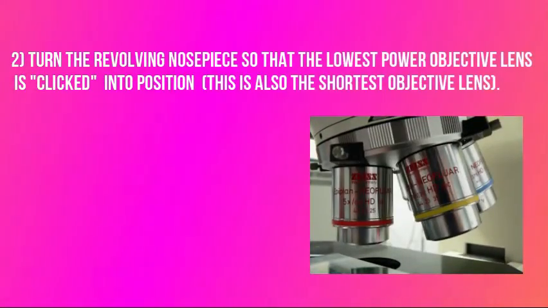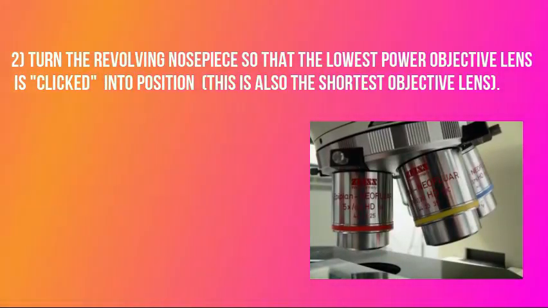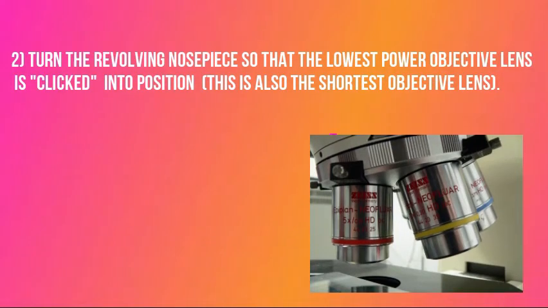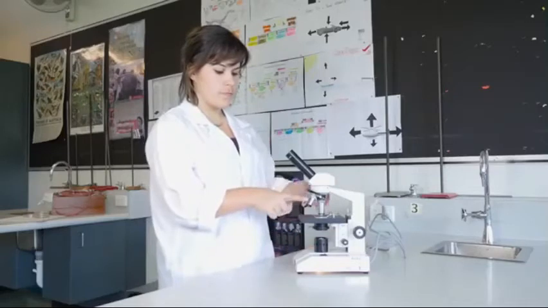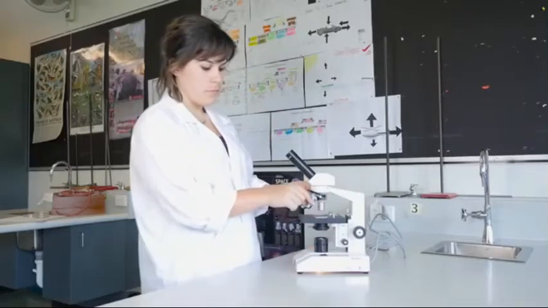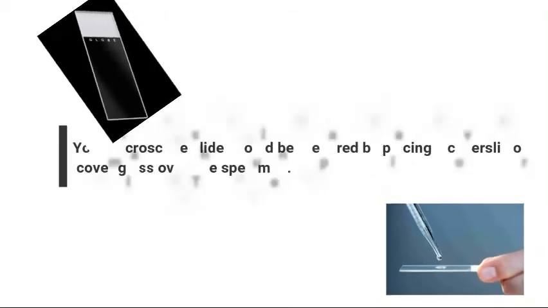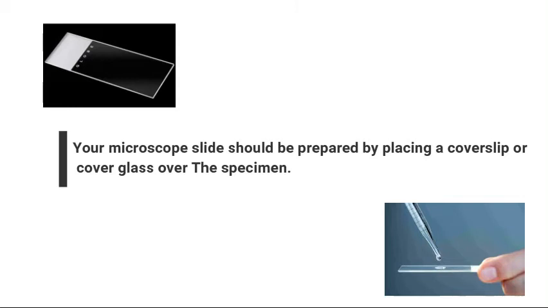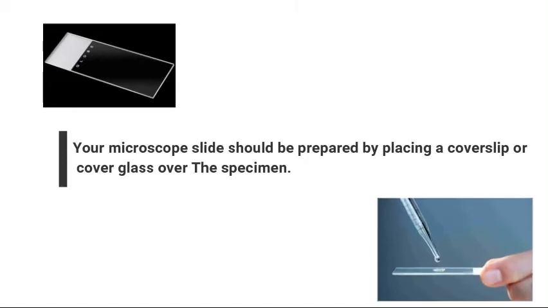Number 2. Turn the revolving nose piece so that the lowest power objective lens is clicked into position. Number 3. Your microscope slide should be prepared by placing a cover slip or a cover glass over the specimen. This will help protect the objective lenses if they touch the slide.